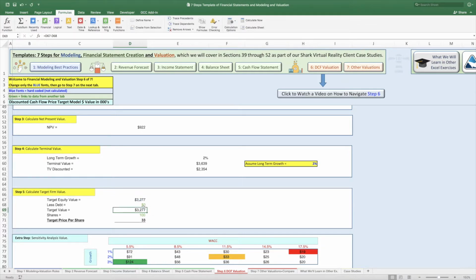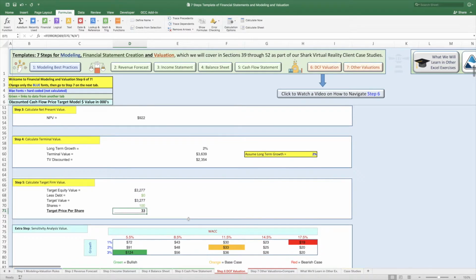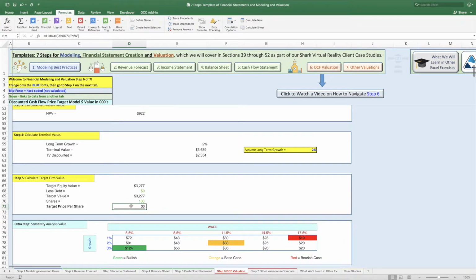Okay, and obviously if we had debt, you don't get benefit for having debt. You have to deduct it, right? And the shares is just pulled off the income statement, right? This is just an example. And then we get the target price. Okay, and the target share price is just the market value or market cap, the target value, I should say, divided by number of shares. Double click. There it is there. Great. Okay, so our target price per share is $33, right?